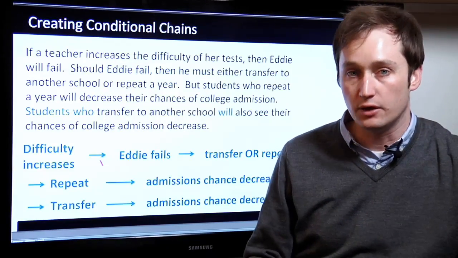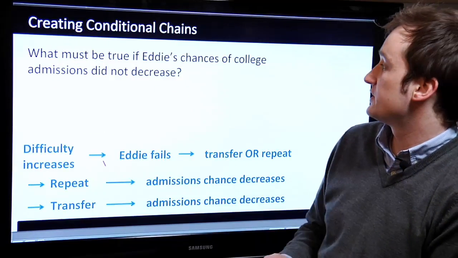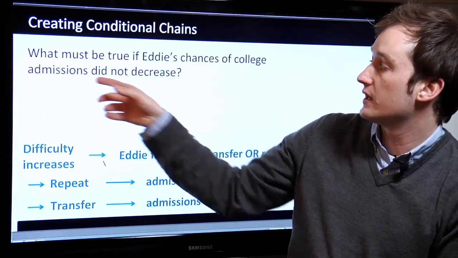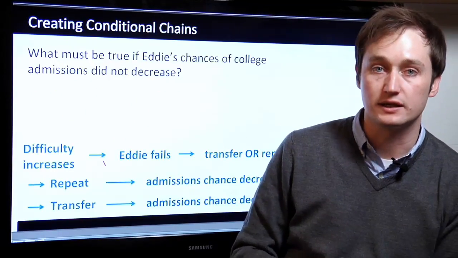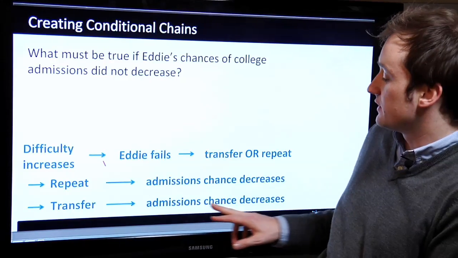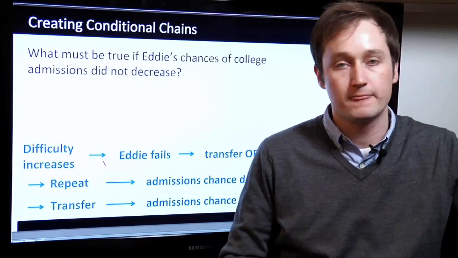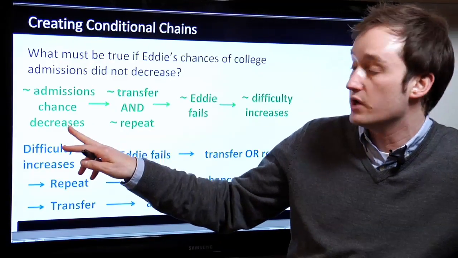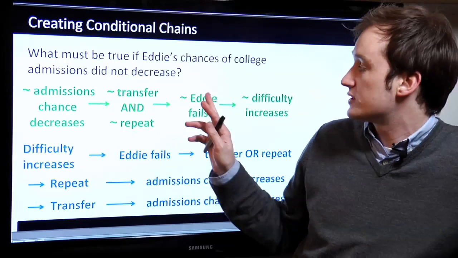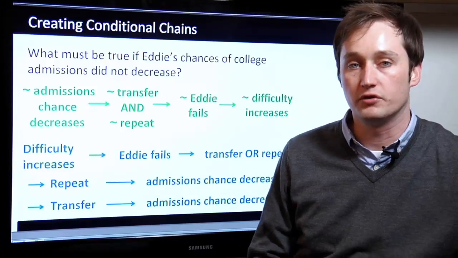And this again can help us answer the question associated with this stimulus. What must be true if Eddie's chances of college admissions did not decrease? All we have to do is figure out if admissions chances not decreasing are a trigger, which here they may not look like, but it's actually the contrapositive to this final statement. Admissions chances decrease can become what happens if the admissions chances do not decrease. Well, he doesn't have to transfer and he doesn't have to repeat, which means he didn't fail the class, which means the teacher did not raise the difficulty of her tests.